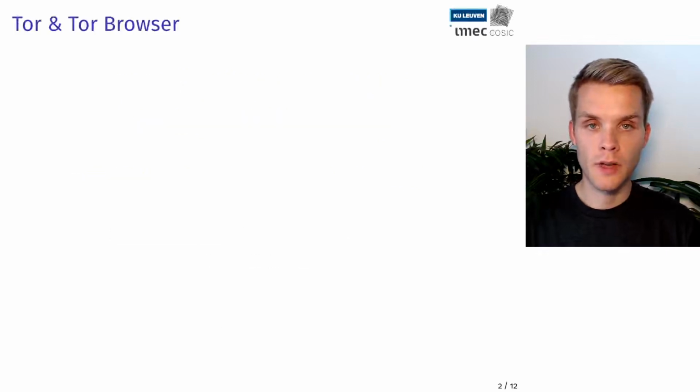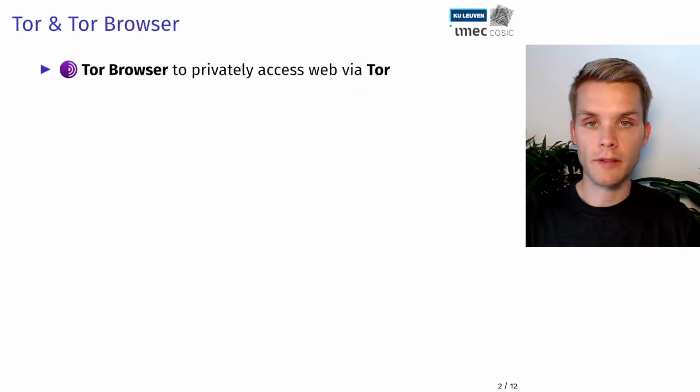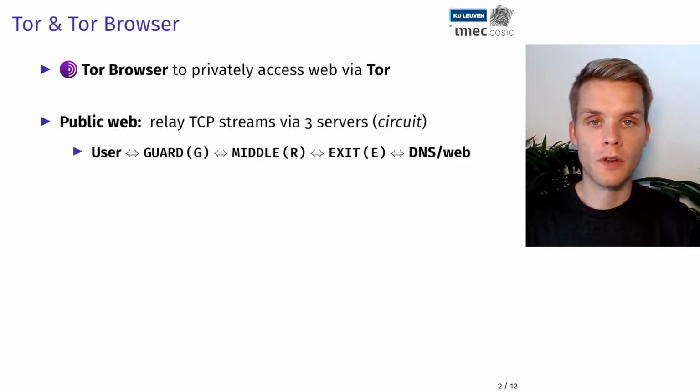I'm Leonard Oldenburg, and this is joint work together with Ganesh Asar of Radboud University and Claudia Diaz of KU Leuven. Tor is the largest deployed anonymity service that we have available. Users of Tor can use Tor browser to browse the web privately by relaying their traffic through Tor. Connections to the public web are typically relayed through a chain, or circuit, in Tor of 3 Tor relays. So users in this case select a guard, then a middle, and then an exit, through which to tunnel their traffic towards the public web DNS or web servers. Guards on these circuits have a particularly important position because they know the IP addresses of their users, and users stick to them for longer amounts of time.